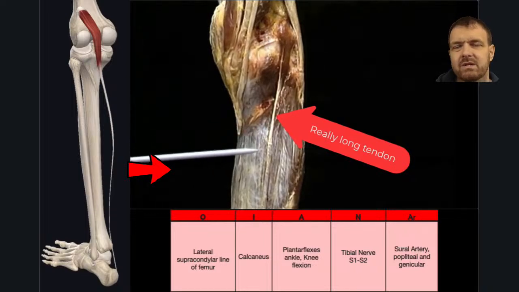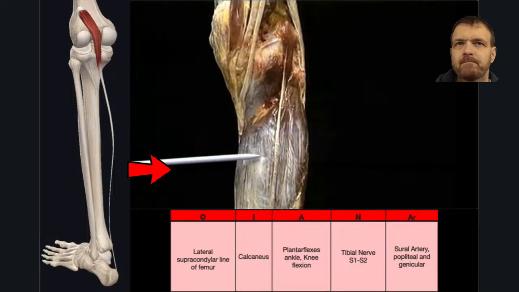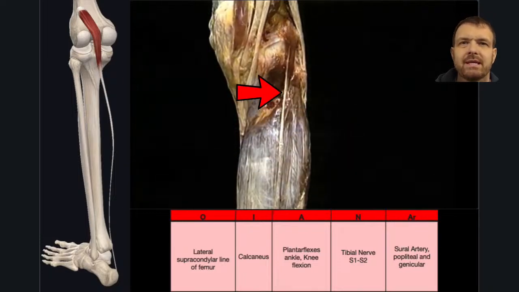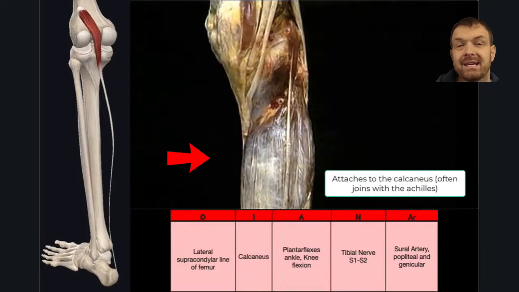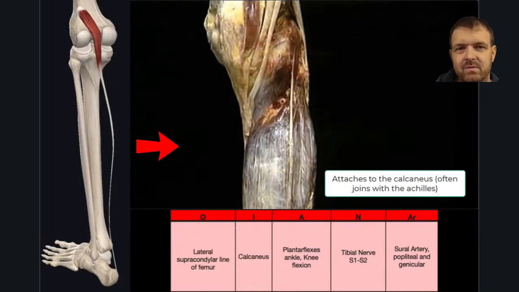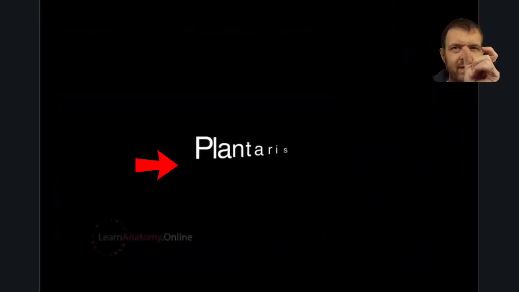So there it goes on its journey, and it stays laterally and attaches to the calcaneus. Yeah, sometimes joins with the Achilles as well. Okay, sorry, medially, not laterally. Okay, so it's often on that medial aspect.